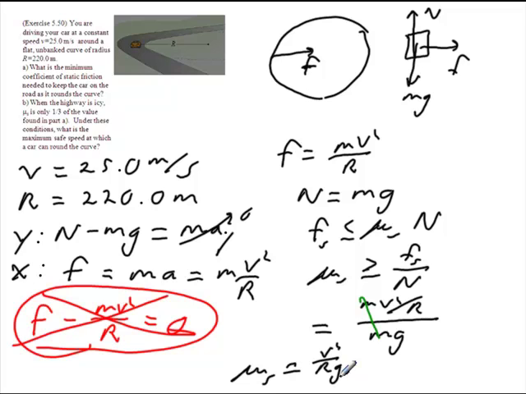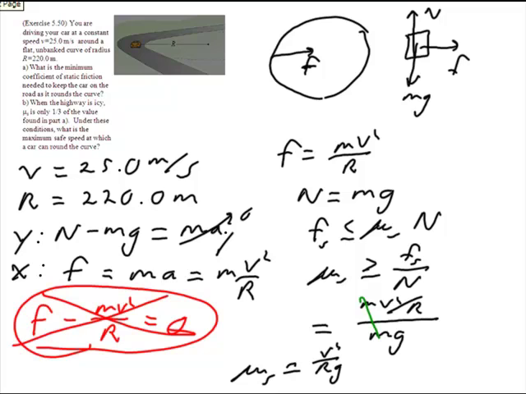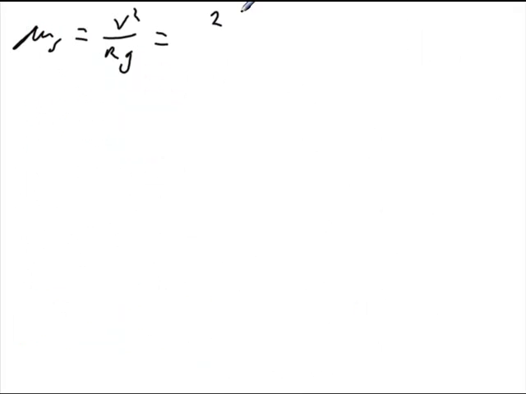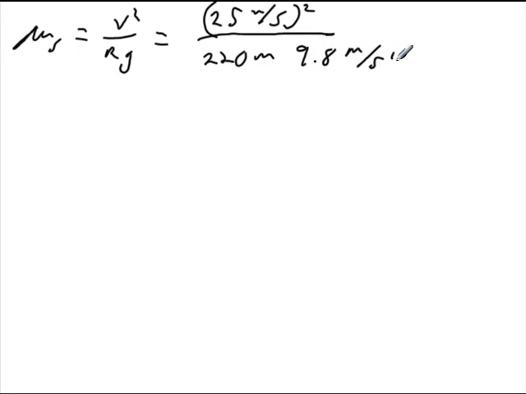So let's do that. Mu s equals v squared over rg, which is, I believe we said 25 meters per second, 25 meters per second squared divided by 220 meters times 9.8 meters per second squared. Let's take a look at our units for a moment. This is meters squared over seconds squared, meters squared over seconds squared. Units all cancel out.